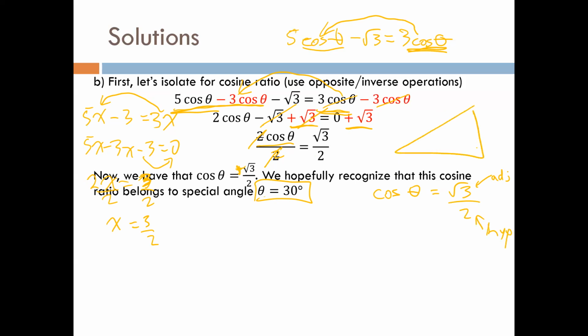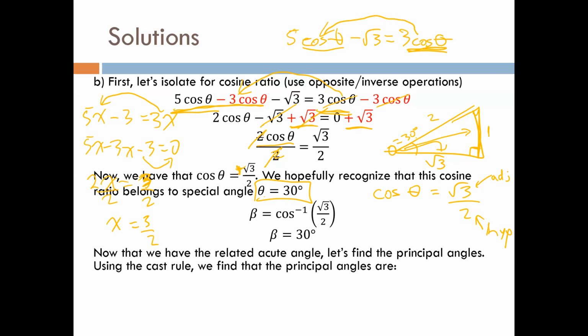Okay, so oops, that's a really bad picture. So which angle has an adjacent side that is square root of 3, like that, and a hypotenuse of 2? Hopefully you recognize that that means that the opposite side is 1, and that means this angle has to be 30 degrees. So hopefully everyone recognizes that that is 30 degrees. So if it's 30 degrees, that means that that's my related acute angle, right? And that's my beta angle.